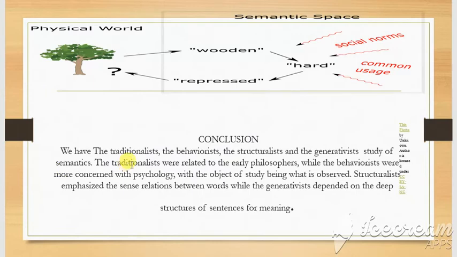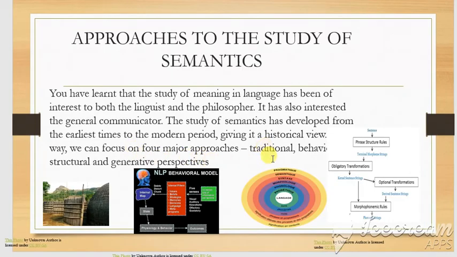So we can say that traditionalists, behaviorists, structuralists, and generativists study semantics in their own way. By adopting these approaches, we can also go into detail about semantics. We can have psychological analysis in the behaviorist approach. We can have the study of deep structures in the approach adopted by the generativists. So these are interrelated. We cannot ignore any one of them. We cannot say that one approach is solid and another is not.